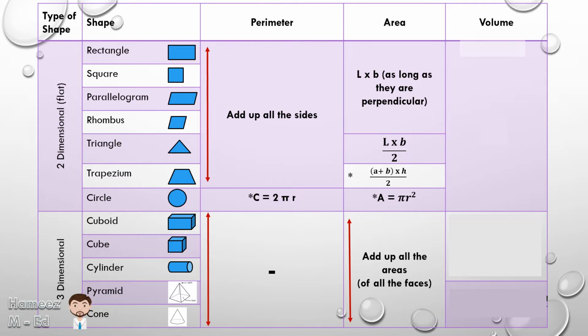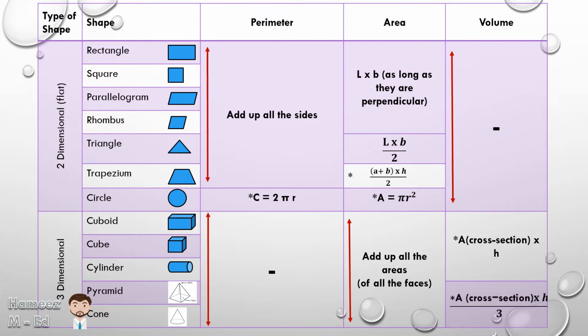And for volume now, last part, for the two-dimensional shapes, volume would be considered to be the number of cubes that are required to fill the entire shape. And since these two-dimensional shapes are flat, we cannot find the volume of these shapes. And the volume of the cuboid, cube, and cylinder, those which are what we call prisms, will be the area of the cross-section times the length or the height. Doesn't really matter what we call it. And for the pyramid and cone, it will be one-third the area times the height.